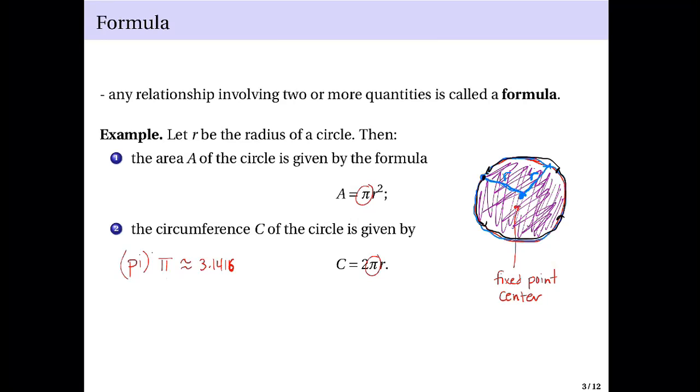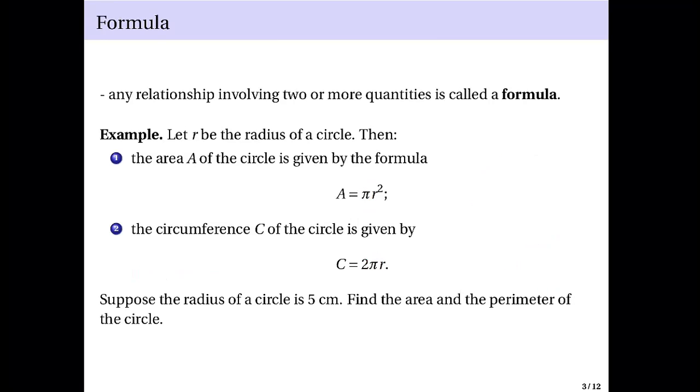Any question or any comments on that? Okay, so let us look at the example here. Suppose the radius of a circle is 5 centimeters. Find the area and the perimeter of the circle. So in here, we are given r, the radius, which is said to be 5 centimeters. Then we calculate for the area and the perimeter, or the circumference.